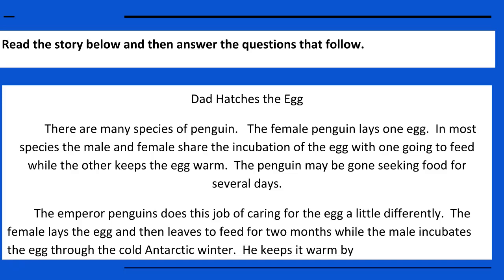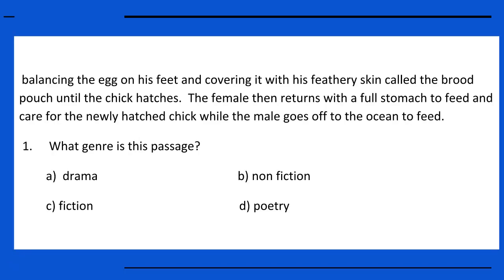The emperor penguins do this job of caring for the egg a little differently. The female lays the egg and then leaves to feed for 2 months, while the male incubates the egg through the cold Antarctic winter. He keeps it warm by balancing the egg on its feet and covering it with its feathery skin, called the brood pouch, until the chick hatches. The female then returns with a full stomach to feed and care for the newly hatched chick, while the male goes off to the ocean to feed.